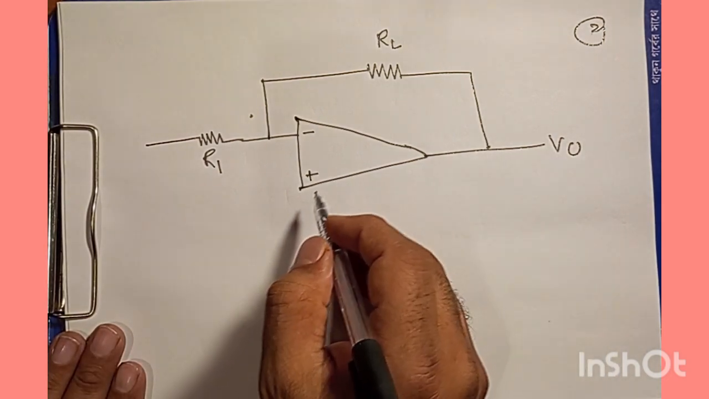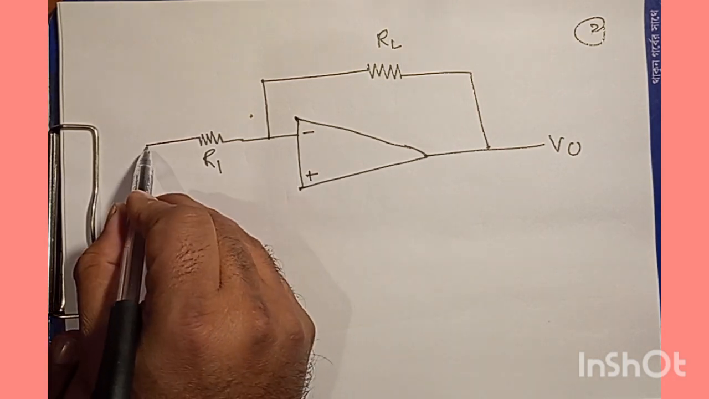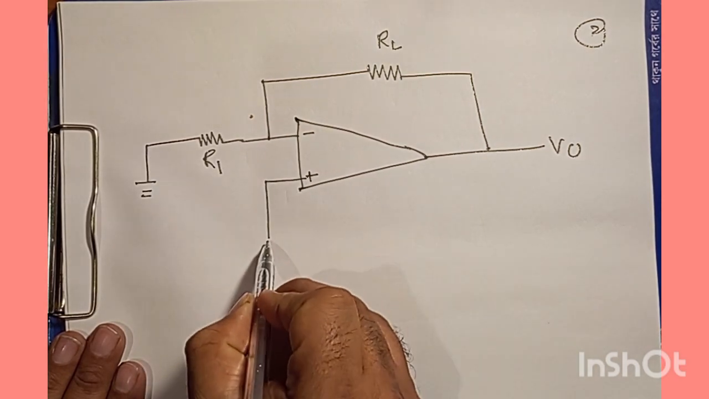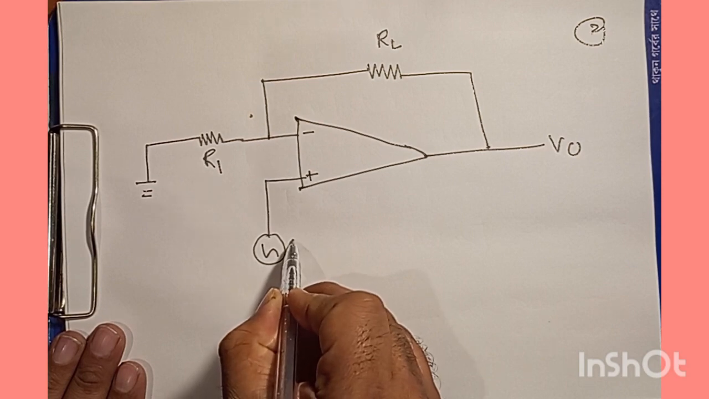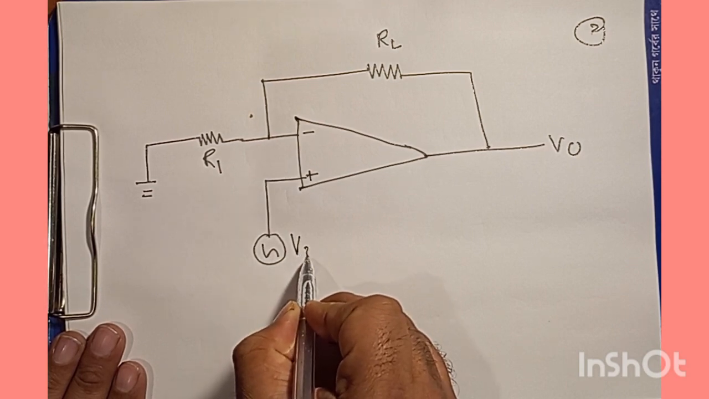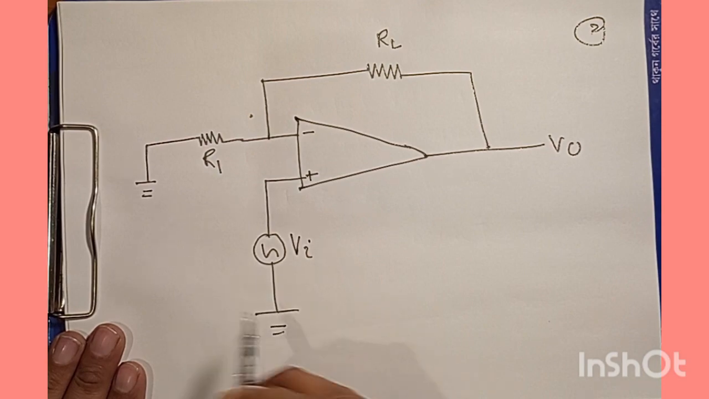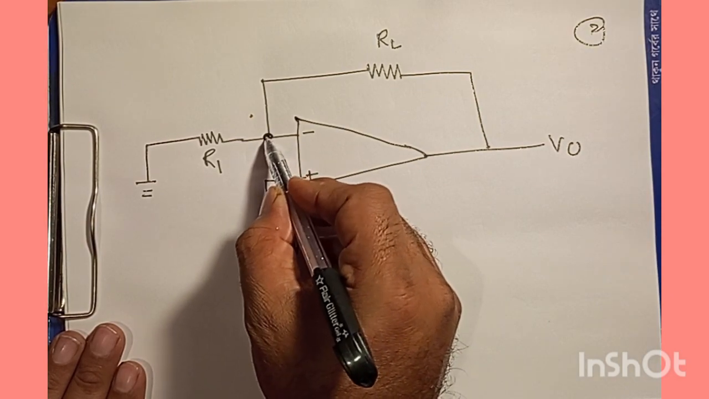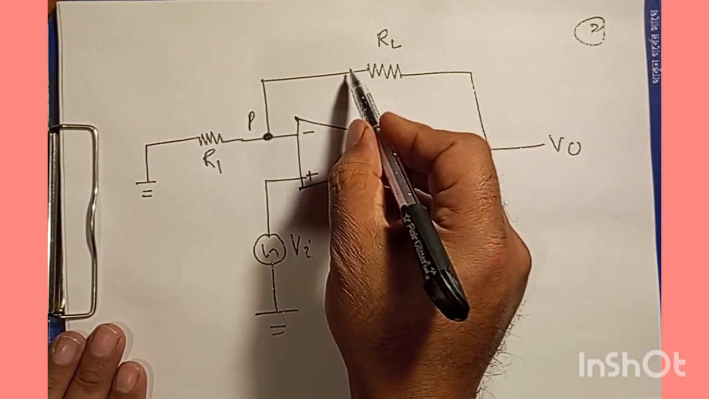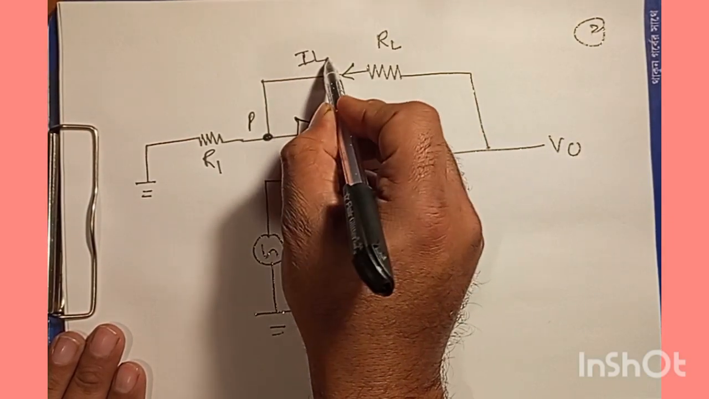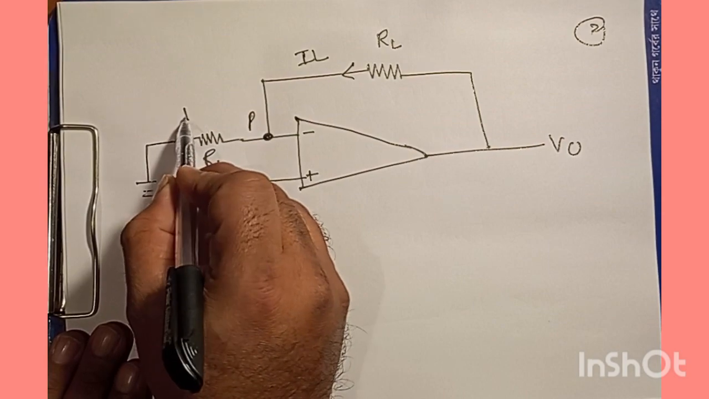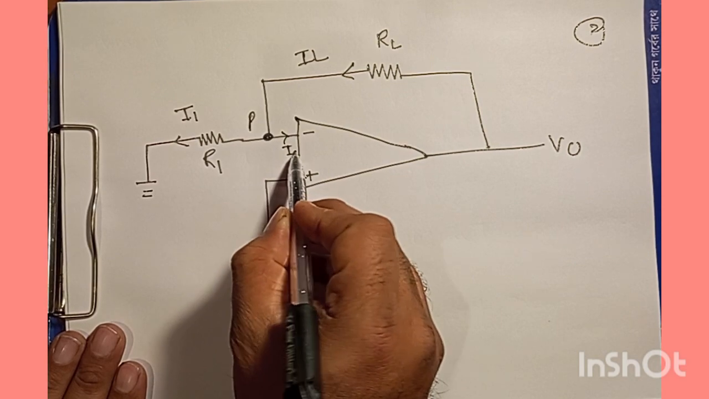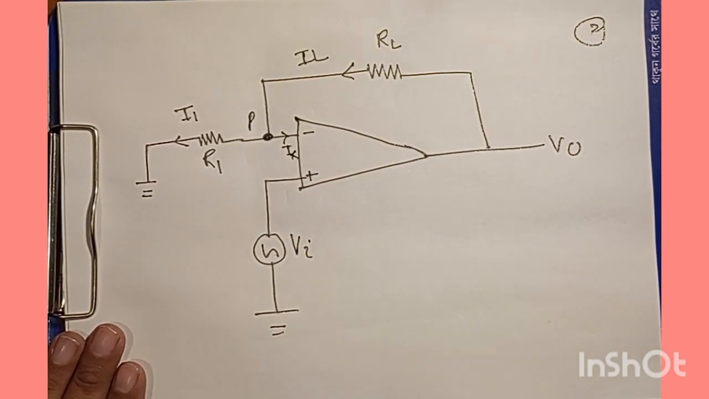So what else we have is, we will ground this resistance, and from here we will have a signal. Now the voltage here I will call Vi, and let's ground it like this. And we can choose the junctions here. Suppose this is my junction, and we can think of current here as IL, and here the current is I1, and here the current is Ix.